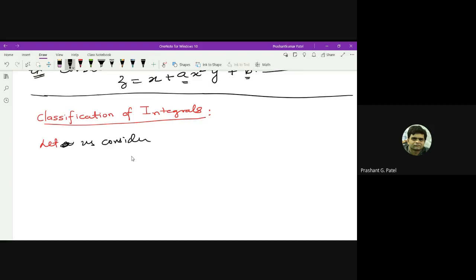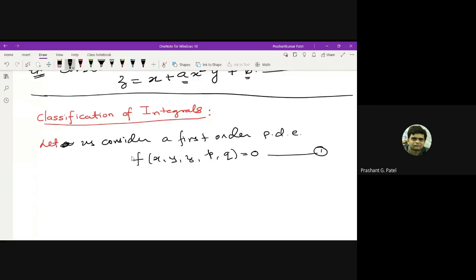a PDE of the form, a first order PDE. A first order PDE means a differential equation which contains the first order derivative. That is f of x, y, z, p, q. There are three variables where z is a dependent variable on x and y, and p and q are the partial derivatives of z with respect to x and z with respect to y respectively, equal to 0. We call this equation number 1.